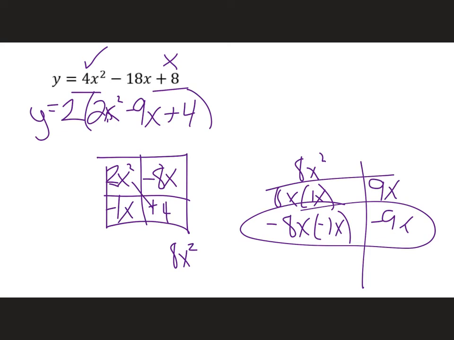So now I'll go ahead and factor. I want to find the greatest common factor between those groups on the first row and that group on the second row.